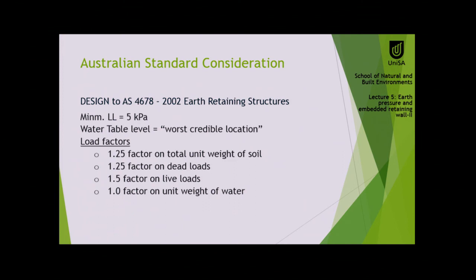Now, when we calculate the loads, like unit weight and everything, we need to factor them. For total unit weight, we have to factor by 1.5. We need to increase it. If there is any dead load, we need to increase by 1.25. If there is any live load, we have to increase that 1.5 times. Unit weight of water we naturally do not change. It's pretty unique, so it will be 1.